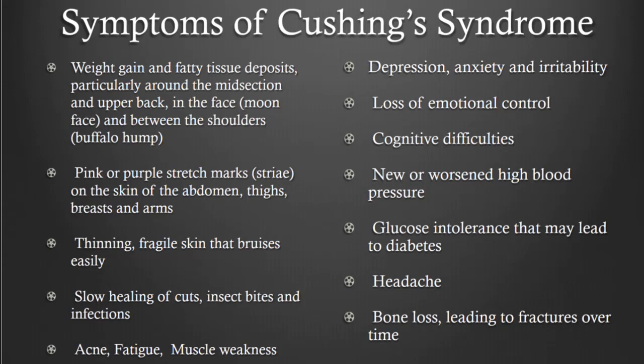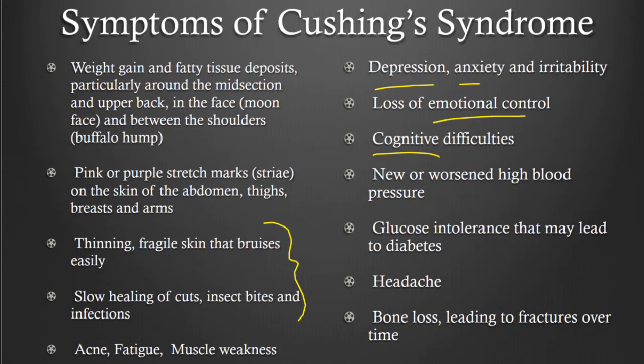You get these big purple stretch marks on the abdomen, thighs, and breasts, thinning, fragile skin that tends to bruise easily, slow healing of cuts. Well, why is this? Because cortisol is important for reacting to stress, and that's what's happening here. It's part of this process. Again, we see loss of emotional control, anxiety, depression. Why? Again, this is part of your stress response. It's not working properly. In fact, you can even have cognitive difficulties as well.